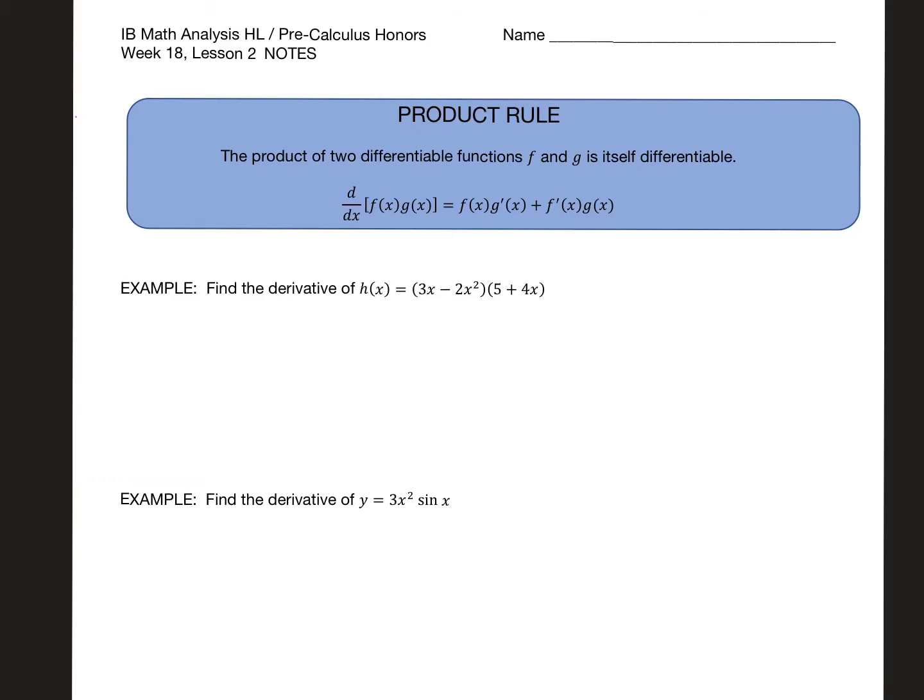Week 18, lesson 2. Okay, so this is something called the product rule. I can't remember if you've seen this notation before, but this is how you take the derivative of something that is a product, meaning I have one function being multiplied by some other function. So here's how it looks. It's the first function, unchanged, times the derivative of the second, plus the derivative of the second times the first one unchanged. Okay, so let's just literally jump into this first example.